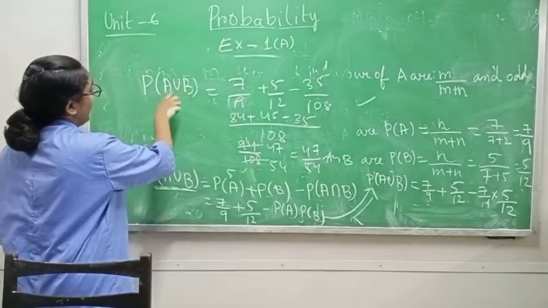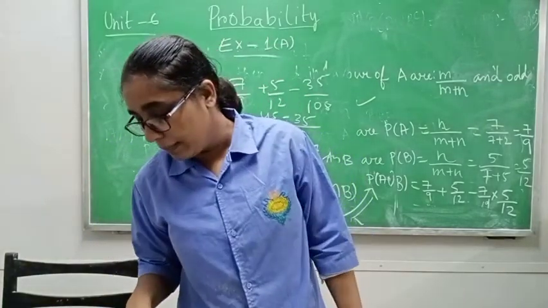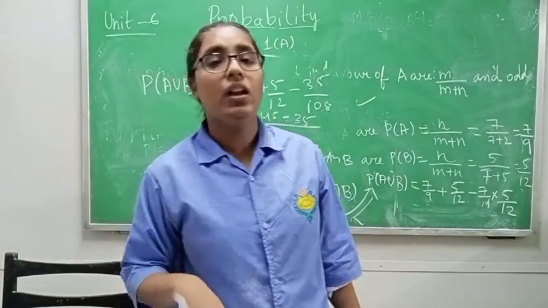A union B means at least one of them occurs. In the question they are asking this only: the probability that at least one of them will occur.